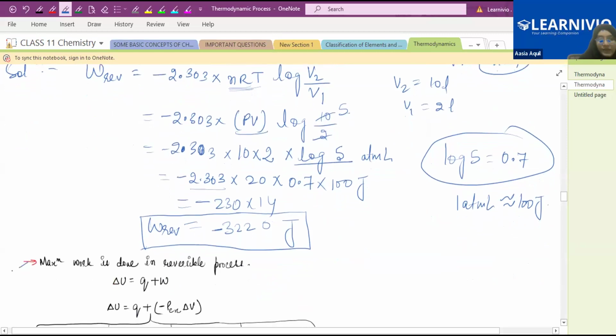Okay, one more point you can add. Maximum work जो होता है, it is done in the reversible process. You can see the value is quite large. So maximum work is done in the case of reversible process. Just write down this point. So is it clear?